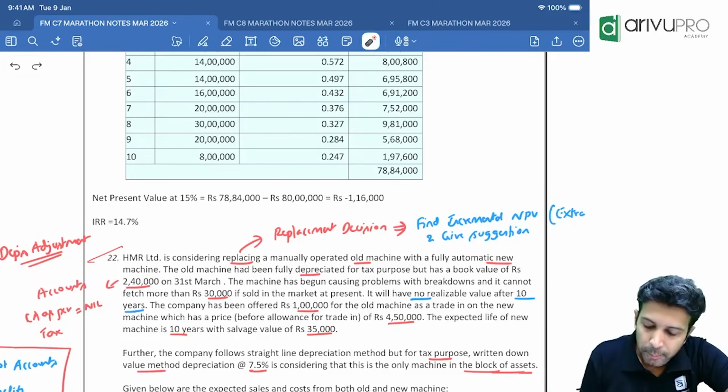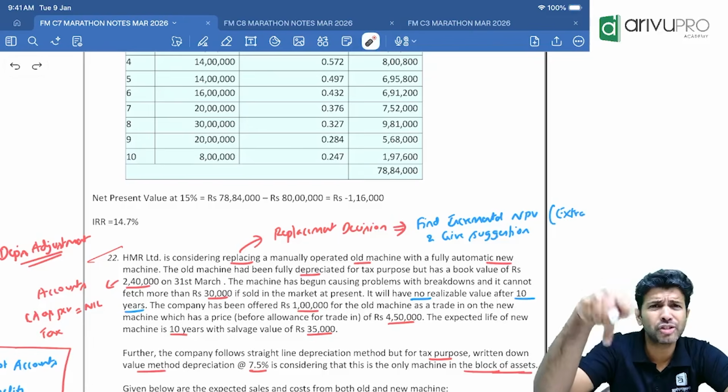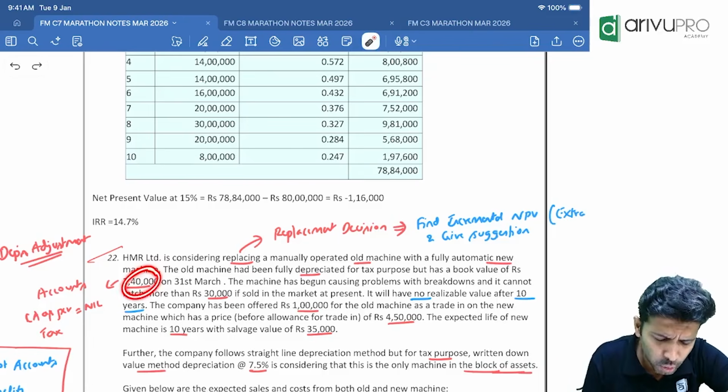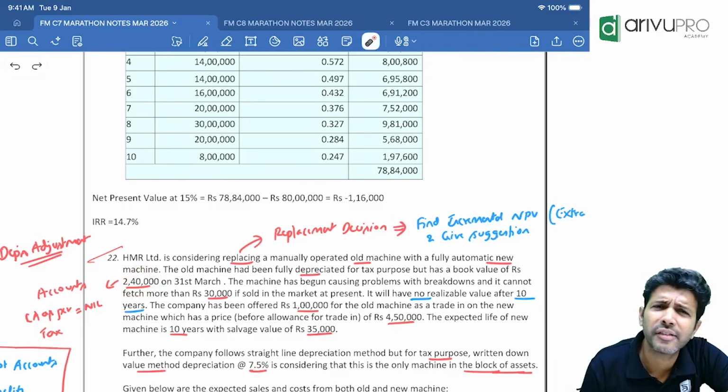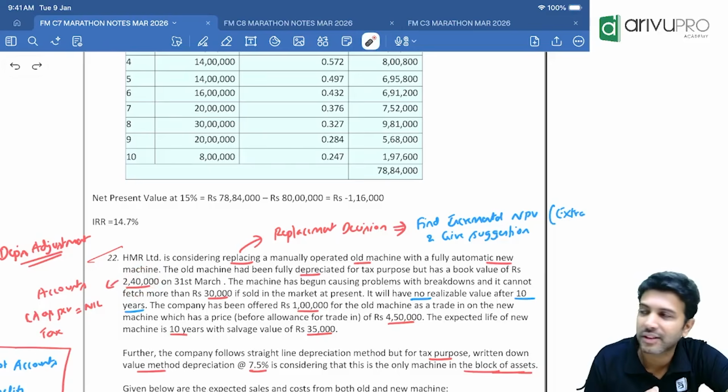That's a crux. But it has how much book value? 2,40,000. Sir, if it is fully depreciated it should be zero, no? But they said book value how much? 240. Weird question, no? What they've given is right only. Sir, book value means in your accounts.